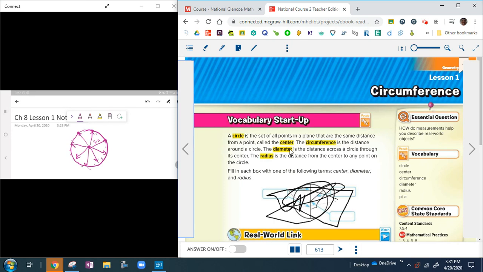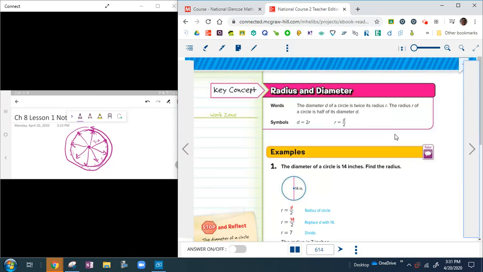The circumference is the distance around a circle. So that's if you were to measure from a point, and then go all the way around, measure all that back to the same point. Okay, you get the circumference. Diameter is distance across the circle, but through the center, and the radius is the distance from the center to any point on the circle. All right, we're done with this page. No more on that page.